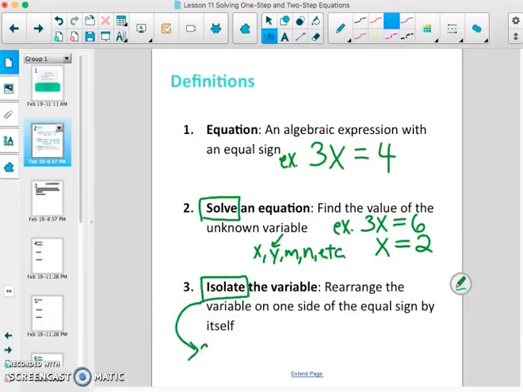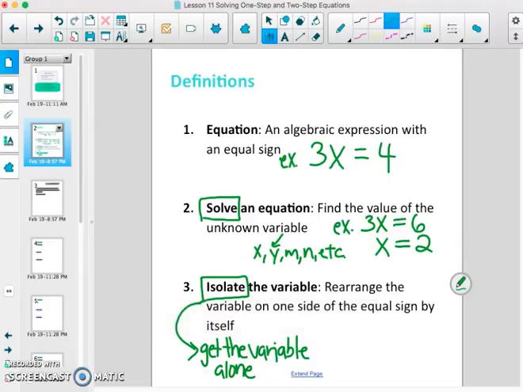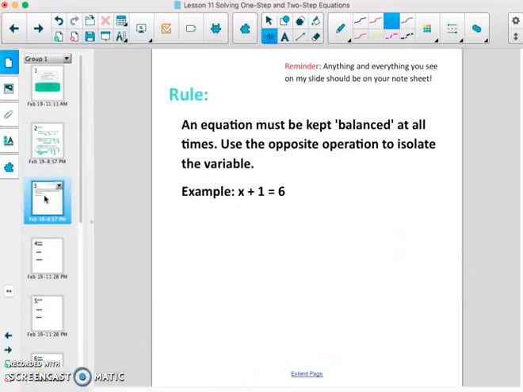So when we're isolating, pretty much what that means and what that's telling you in a question is you're getting the variable by itself. You want nothing else beside it, in the same way that this x is by itself. It doesn't have the 3 beside it anymore. We got rid of it and we have the variable alone. So there's not really a difference between what we've done with the second and third definition. Solving just means you're finding what the variable is equal to. Isolating is the process we're using to get there. So the process to solve is to get x by itself in order to figure out what it's equal to. Okay.